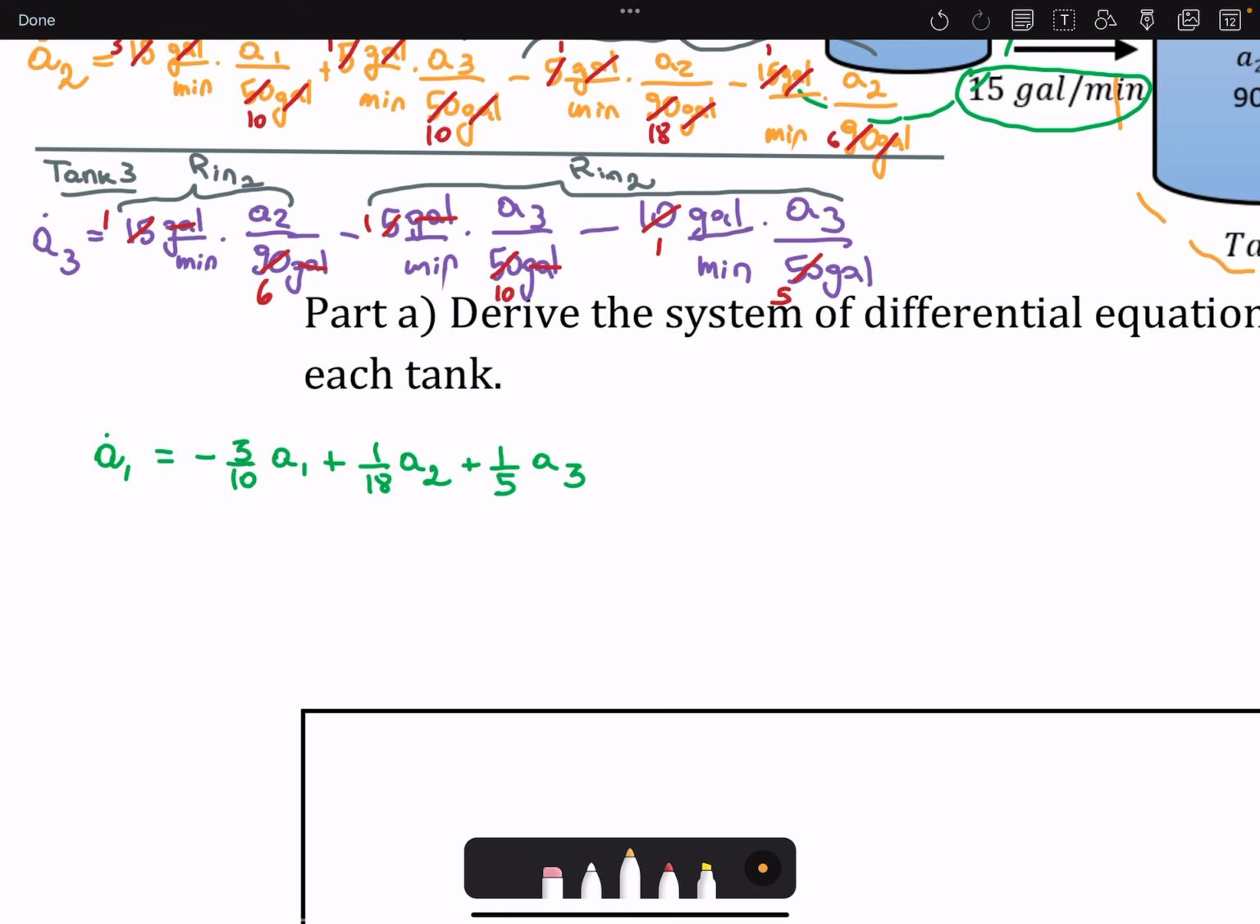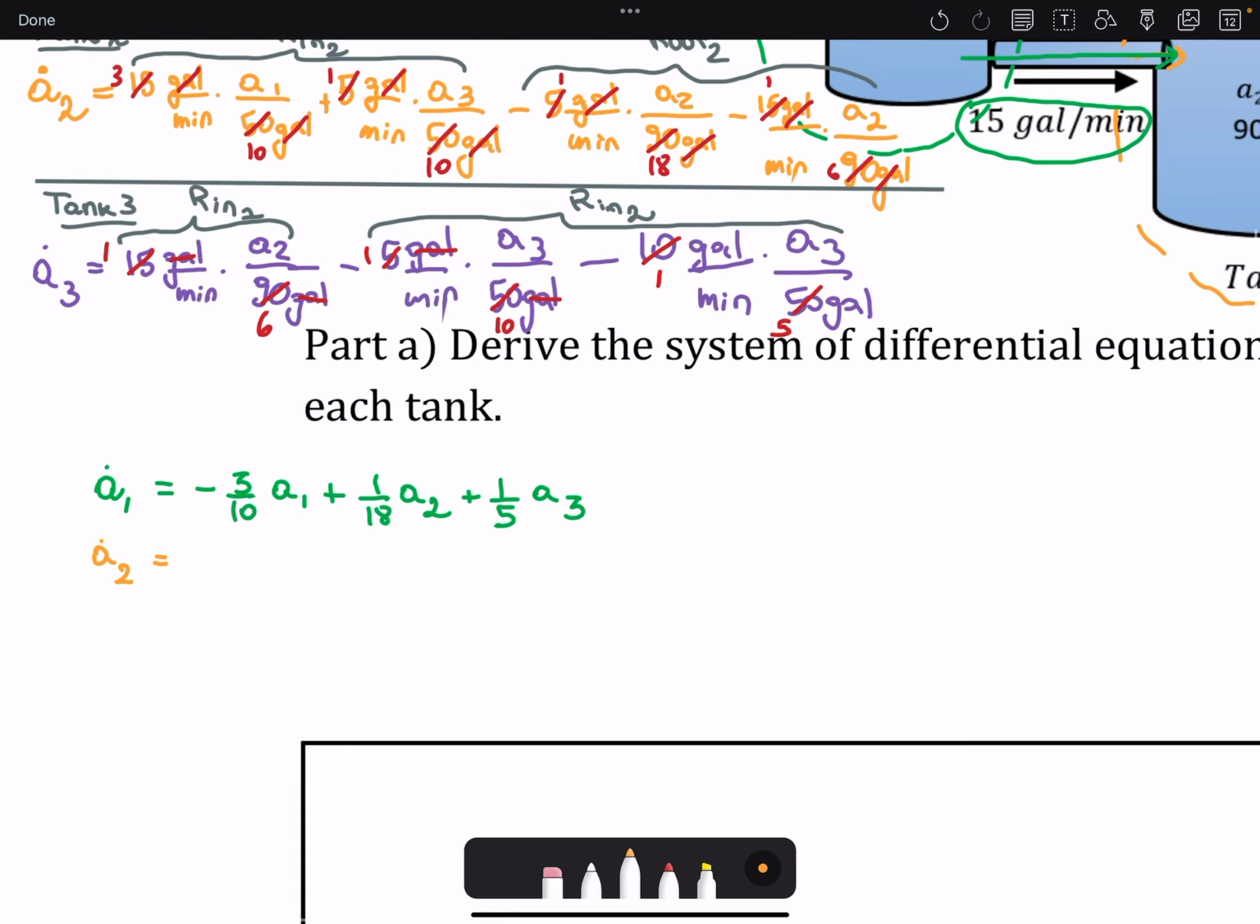Okay, let's look at the second one. That's in orange. A sub 2 prime is going to be equal. Well, first I want A sub 1. So that's 3 over 10, A sub 1. Then we want A sub 2. And we have minus 1 over 18 and minus 1 over 6 times that same something. So we can group these together. And we can say minus 1 over 18 minus 3 over 18. So that's minus 4 over 18, which is the same thing as minus 2 over 9. So we'll say minus 2 over 9, A sub 2.